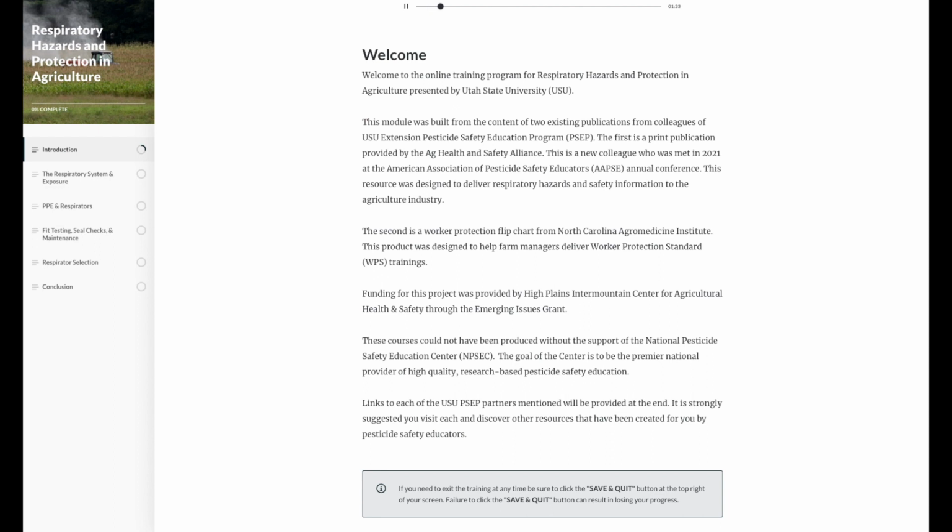This module was built from the content of two existing publications from colleagues of the USU Extension Pesticide Safety Education Program, or PSEP. The first is a print publication provided by the Ag Health and Safety Alliance. This is a new colleague who was met in 2021 at the American Association of Pesticide Safety Educators, or APSE, annual conference. This resource was designed to deliver respiratory hazards and safety information to the agriculture industry. The second is a worker protection flip chart from the North Carolina Agromedicine Institute. This product was designed to help farm managers deliver Worker Protection Standard, or WPS, trainings.